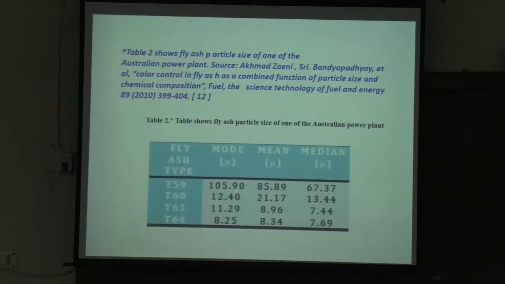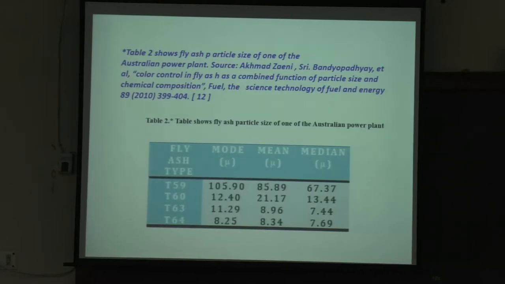T59 is the largest size, about 106 micron. And this is the mode, mean, median. And the T60, so they are an order of magnitude lower. All right, but this is the mean, the mode, and this is the median.